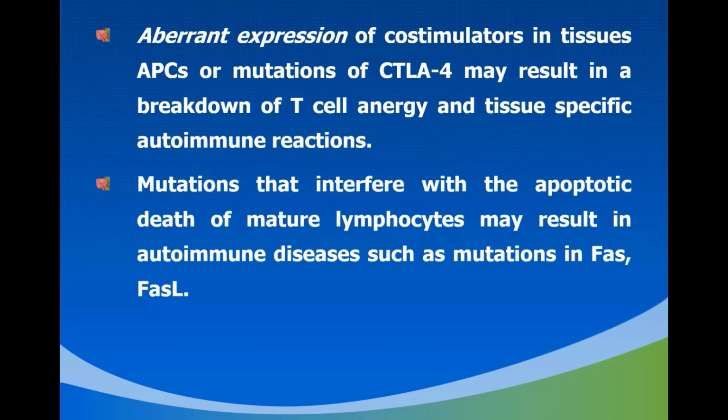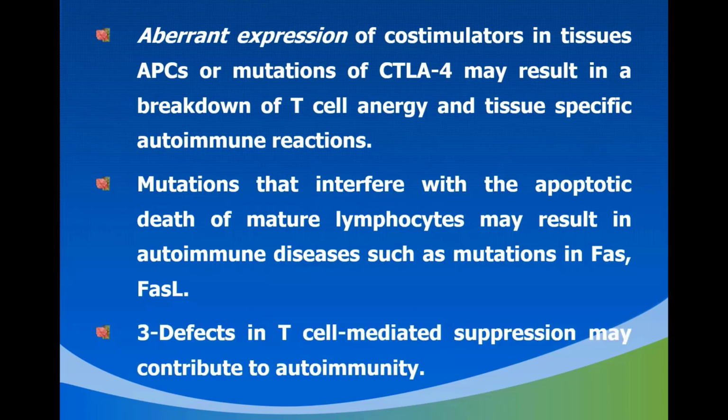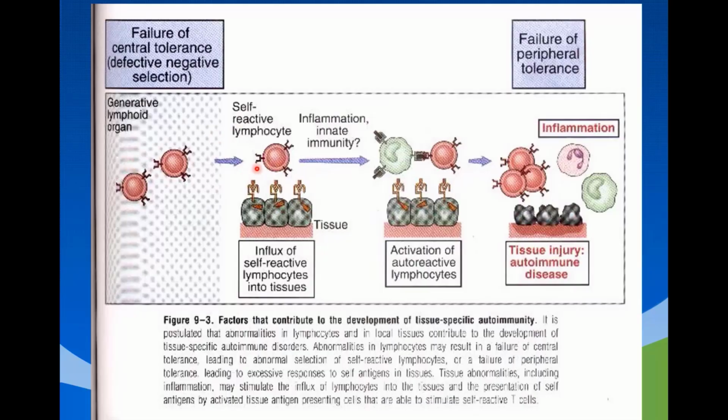Mutations that interfere with the apoptotic death of mature lymphocytes may result in autoimmune diseases, such as mutations in Fas and Fas ligand. Defects in T cell mediated suppression may contribute to self-reactive lymphocyte inflammation. Innate immunity, inflammation: influx of self-reactive lymphocytes into tissue, activation of autoreactive lymphocytes, tissue injury, autoimmune disease.